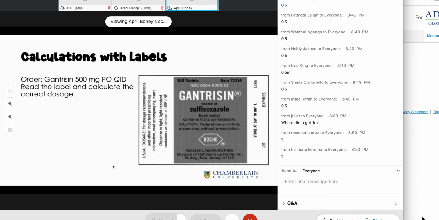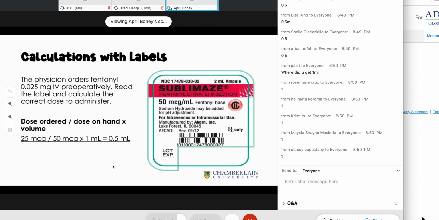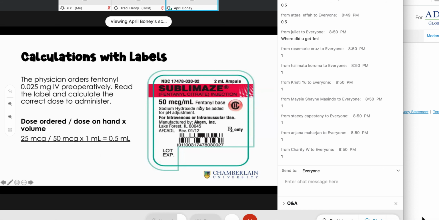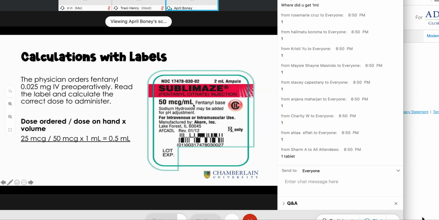Where did I get the 1 milliliter? It was on the label: 50 micrograms per 1 milliliter. It doesn't say the number 1. You just have to know that when there's not a number, it's 1.